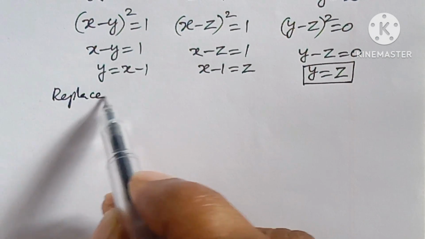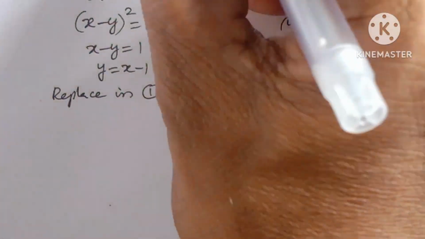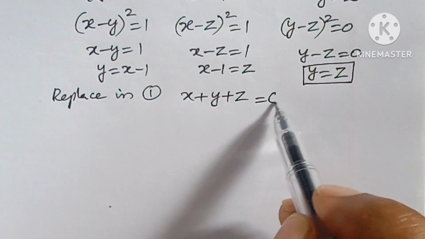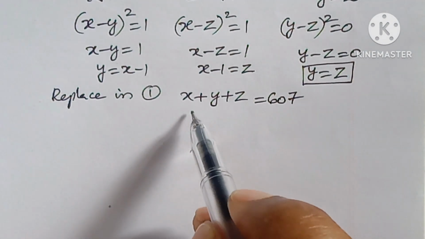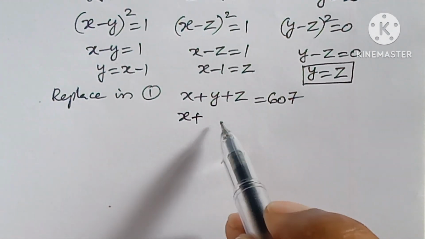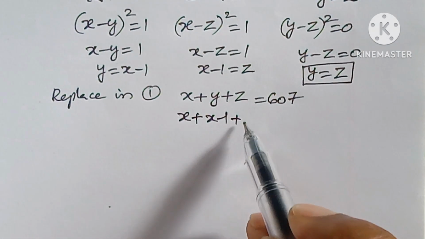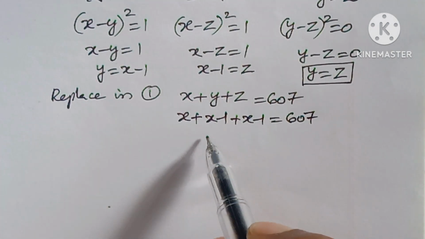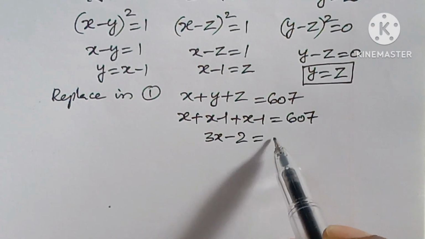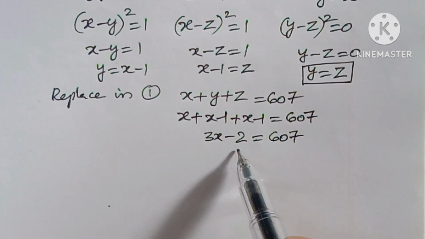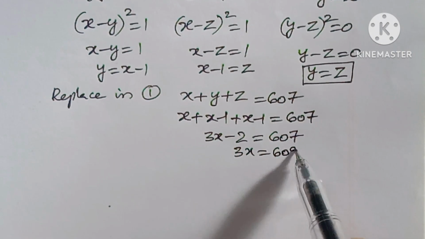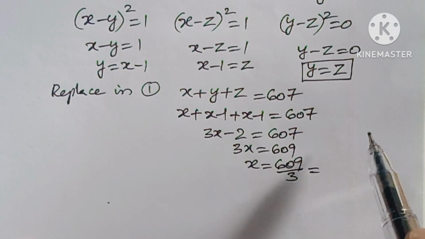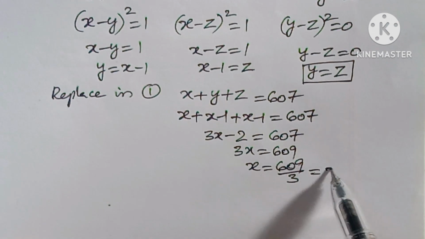Replace these values in the first one. Let us take x plus y plus z is equal to 607. So here x, with y value x minus 1 and z value x minus 1, equal to 607. So 3x minus 2 is equal to 607, 3x equal to 609, x equal to 609 by 3. So we are getting 203.